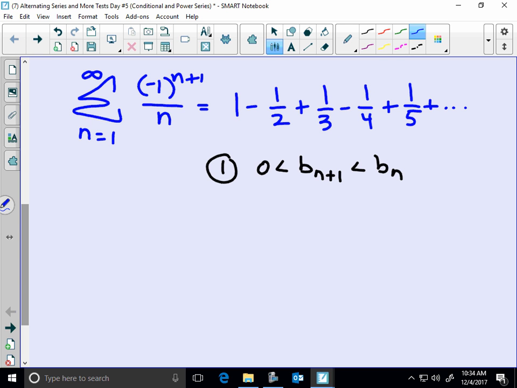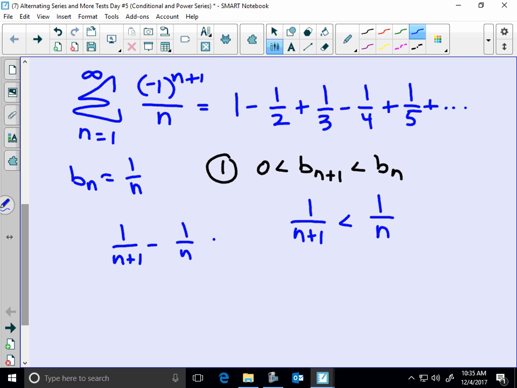Take the alternator out, it's 1 over n. So b sub n equals 1 over n. I want to show that 1 over n plus 1 is less than 1 over n. Although very straightforward, and you could probably look at it and say clearly 1 over n plus 1 is less than 1 over n, you actually have to prove it. So you're going to do this, 1 over n plus 1 minus 1 over n. How do I show that that'll be less than 0?